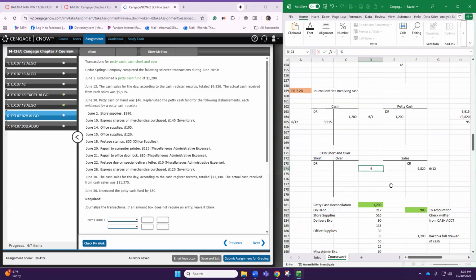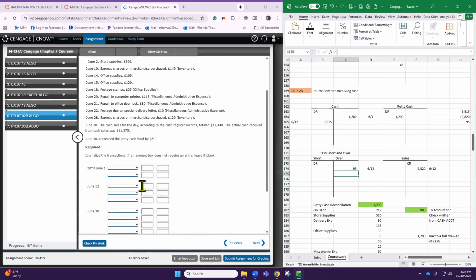So the over part is 612 and it's $95. So you've got 2 credits that you need to put in, and then the debit. So let's record these first 2 journal entries. Let's establish that petty cash of $1,200.